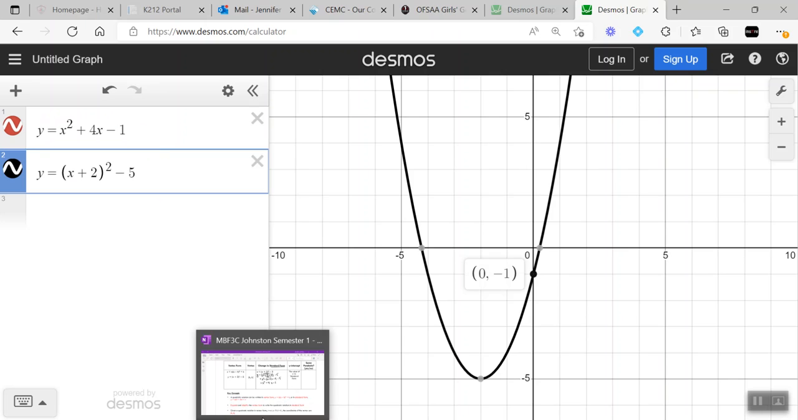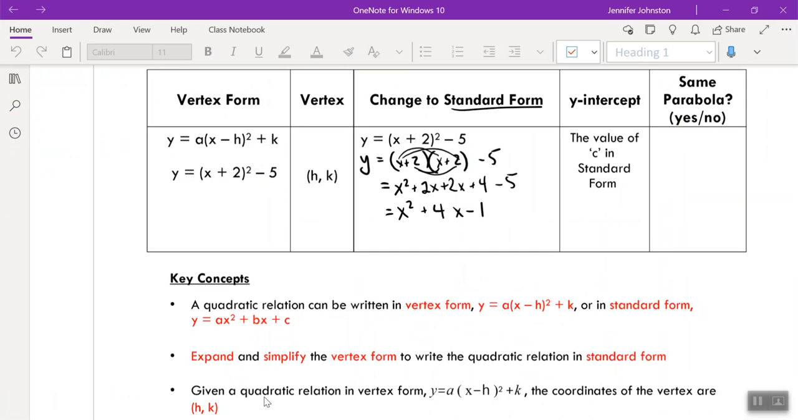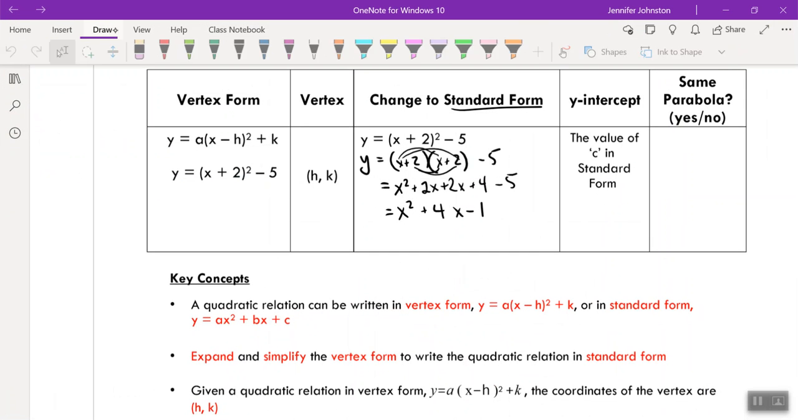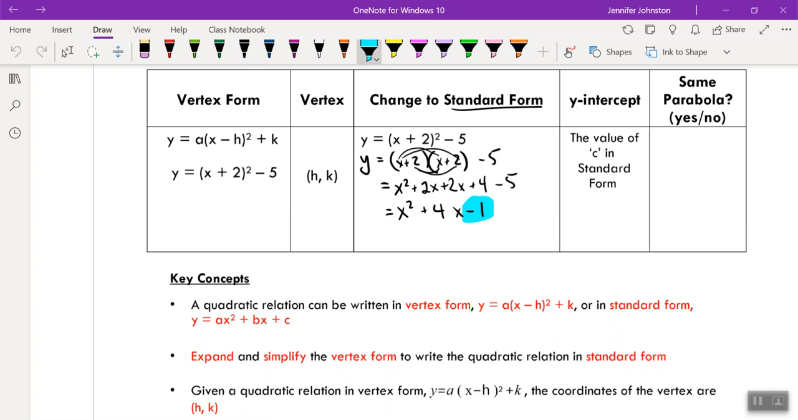Guess what? It's always your c value. It's always that last value within your form. This one is always going to be your y-intercept. So our y-intercept is (0, -1). Okay, so some key concepts. Is it the same parabola? Yes, we just graphed it.